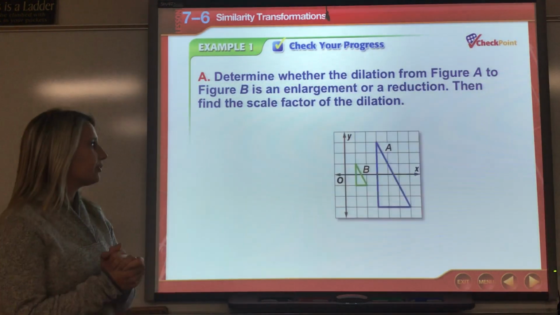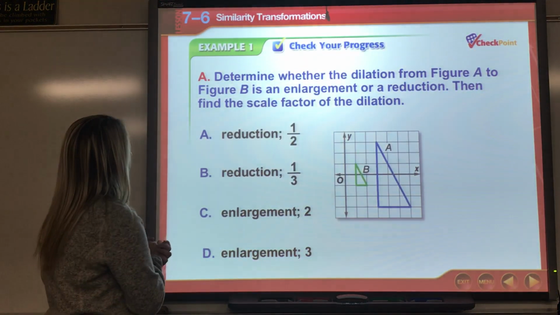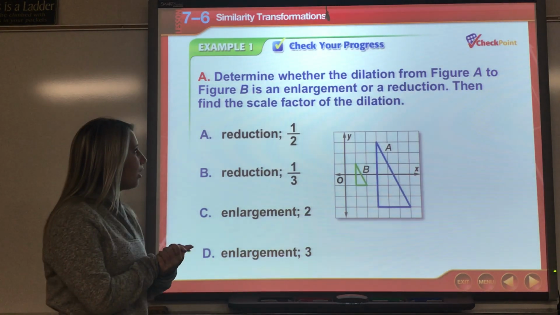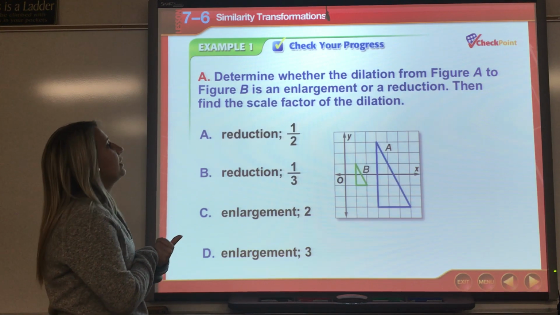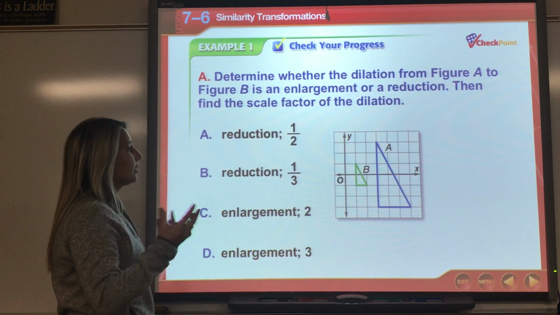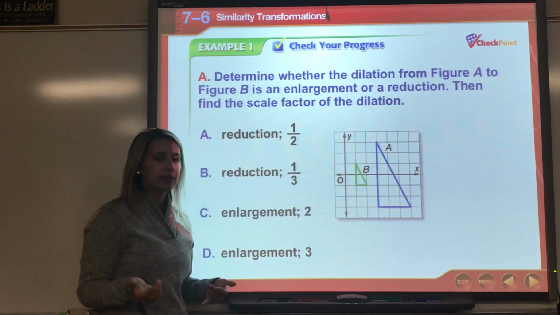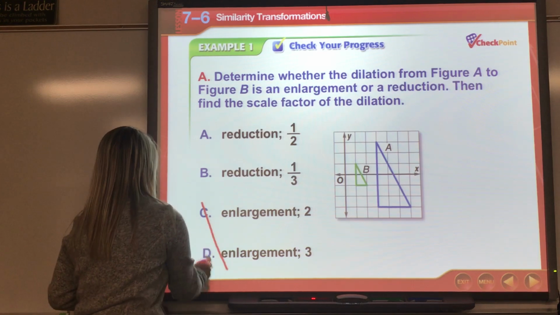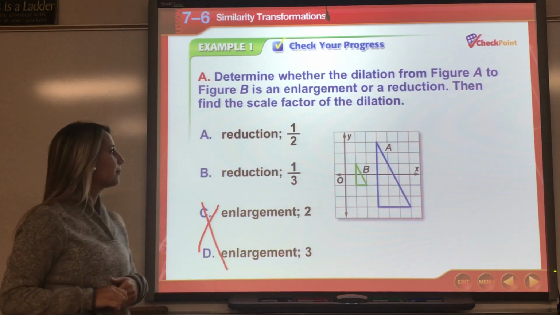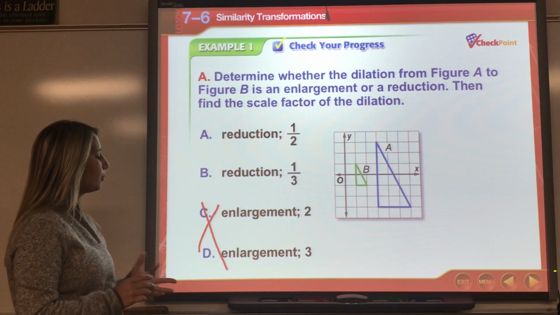Okay, pause your video, work this one out on a side piece of paper from your home. Okay, so as we've been doing, we're going to figure out whether the dilation from figure A to figure B is an enlargement or a reduction. From A to B, it looks like we're getting smaller, so we're going to say it's a reduction, so we know that it's not going to be C or D. Now we have to figure out if the scale factor is 1/2 or 1/3.